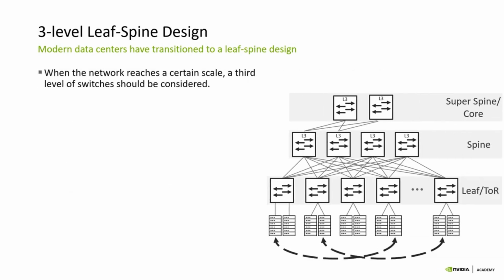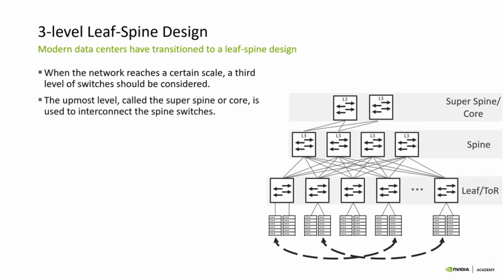If the network reaches a certain scale, a third level of switches should be considered. In this case, the uppermost level, called the superspine or core, is used to interconnect the spine switches. But yet the same rules apply.